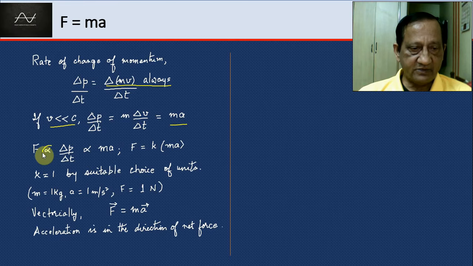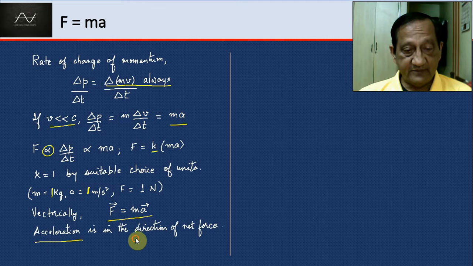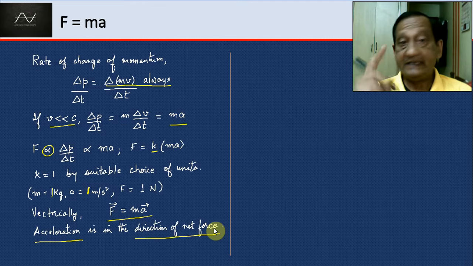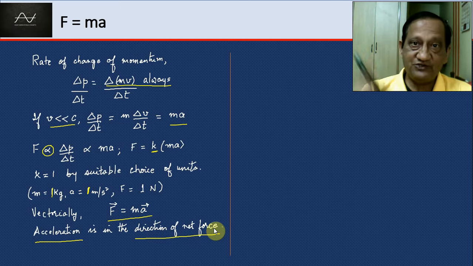Now this proportionality can be written as equal to, because this constant k is equal to 1 by a suitable choice of units like the SI units. If mass is 1 kg and acceleration is 1 meter per second square, then the force is 1 Newton, and vectorially we write F equal to ma. The acceleration will always be in the direction of the net force at any instant. At any instant. If the net force changes, then acceleration will also change immediately.